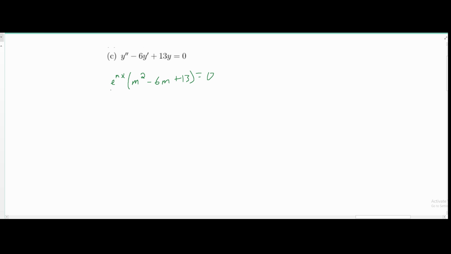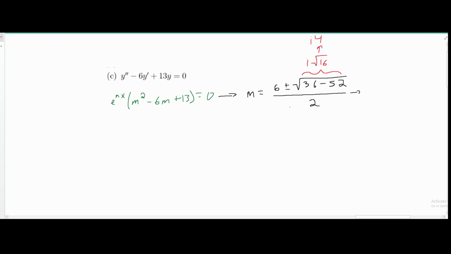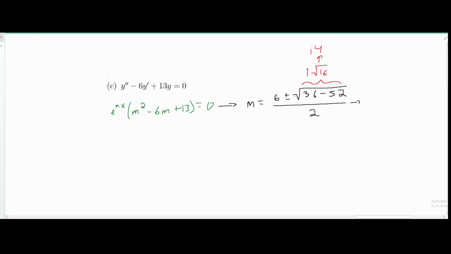For part C, this is what our equation is going to look like after we plug in all of our y values. And there is no easy way to factor this part out. So what we're going to have to do is use the quadratic equation. So after we use the quadratic equation, we get this. And since we have a negative on the inside, we will have an i that we have to have out front. And then solving the square root, we're going to get i times 4.